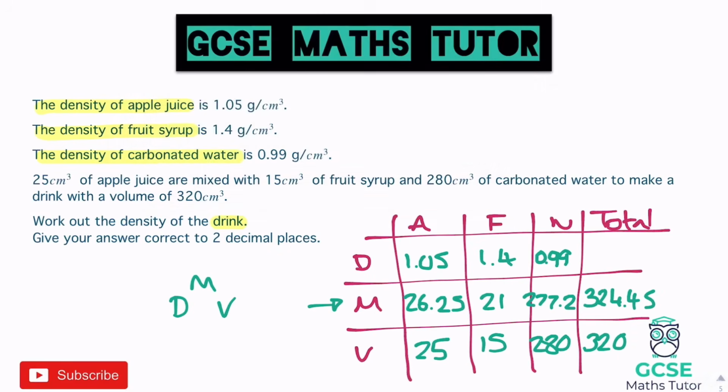Now, just like all the other questions, we can finish this off. Density is mass divided by volume. So 324.45 divided by 320, and that gives us a final answer of 1.0139 and a few more decimals, but it says here it wants it to 2 decimal places, so our final answer is 1.01. It's a 3 after the 1, so there we go, and that is grams per centimetre cubed. There we go, and there is our final answer.